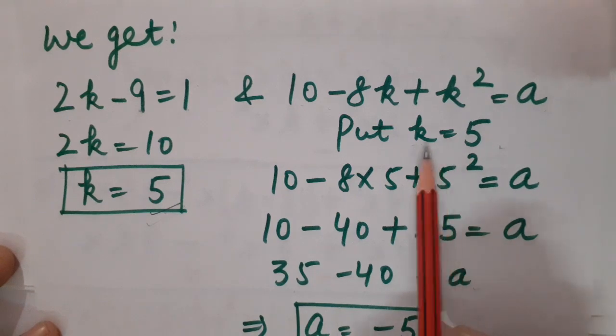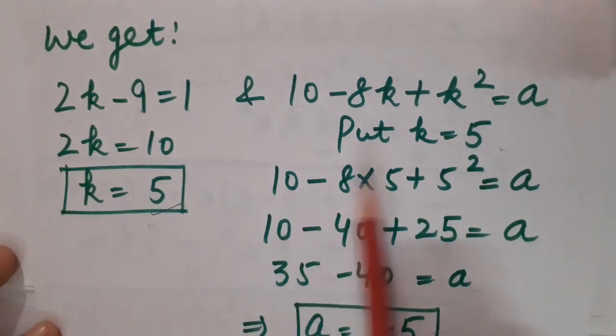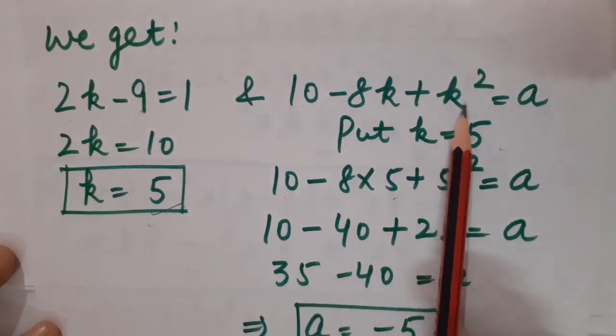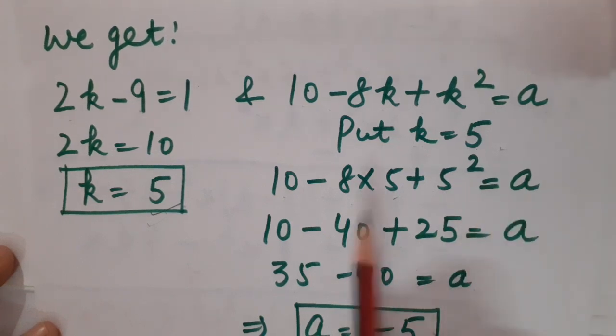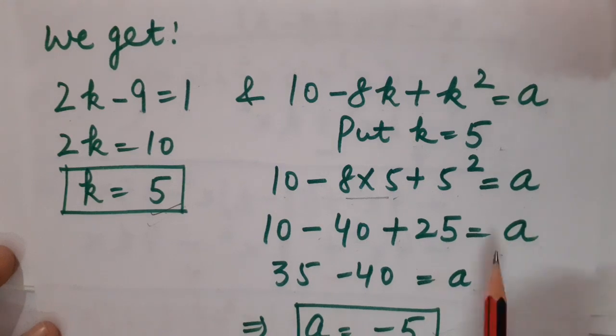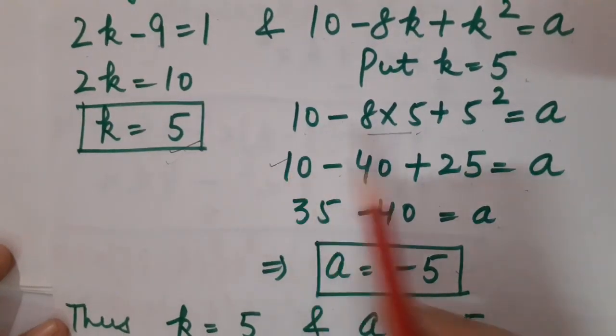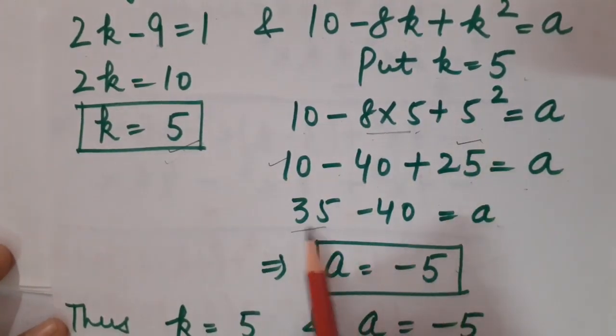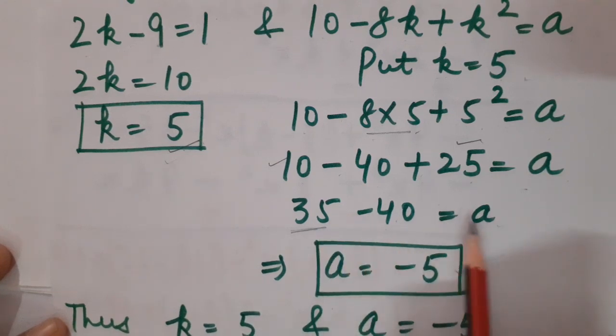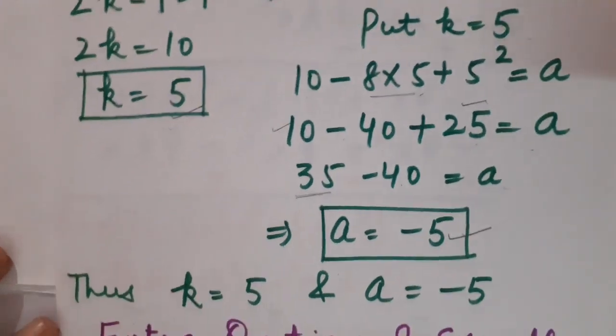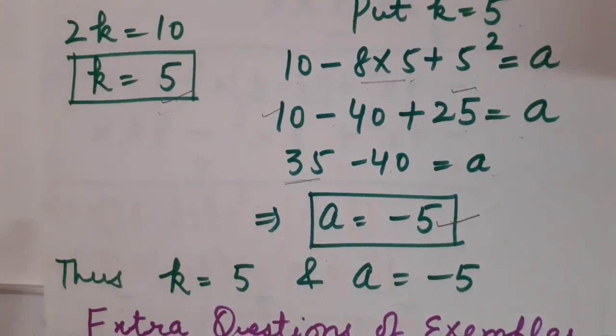So here I am going to put the value of k. This is 10 minus 8 into 5 plus 5 square is equal to a. 10 minus 8 5s are 40 plus 25 is equal to a. So this is 10 positive and 25 also positive. You will be getting 35 minus 40 is equal to a. So what is the value of a? a is equal to minus 5 and k is equal to 5.